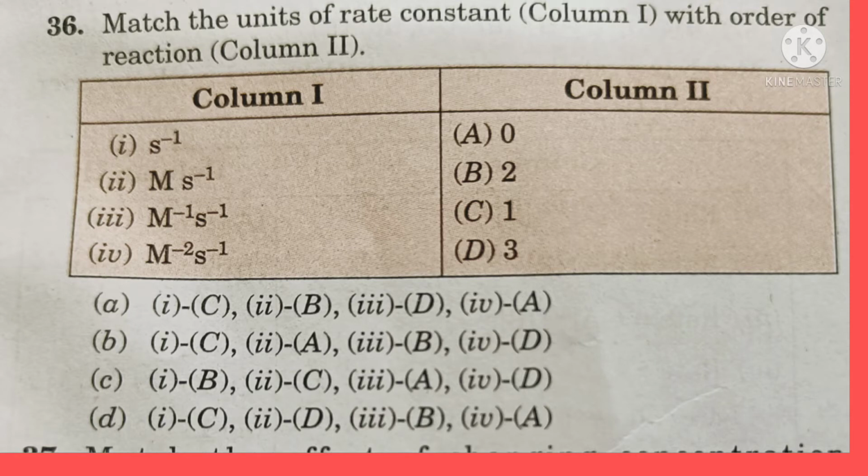Match the units of rate constant column 1 with order of reaction column 2. So second inverse are units for first order reaction. So 1C. Molarity second inverse is the unit for zero order reaction. So 2A. Molarity inverse second inverse is for a second order reaction. So 3B and fourth should be D. So option 2 is the correct answer.